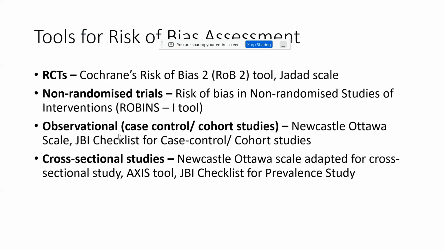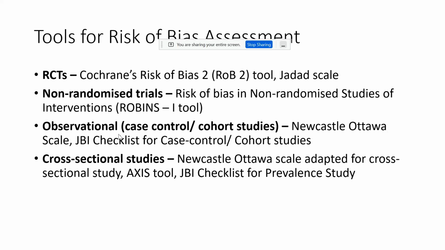So now there are different tools that are available for the risk of bias assessment. In this presentation, first we will go through the tool for risk of bias assessment in randomized trials. The risk of bias assessment tool for randomized trials is Cochrane's risk of bias tool, which is the RoB2 tool. This is the most commonly used tool for randomized trials, and it is a standardized tool with a standardized set of questions.